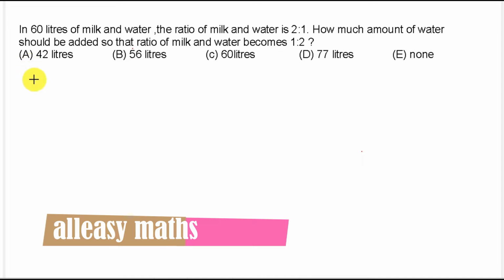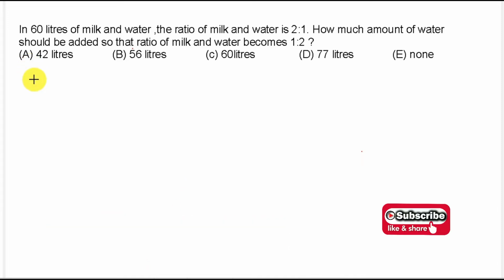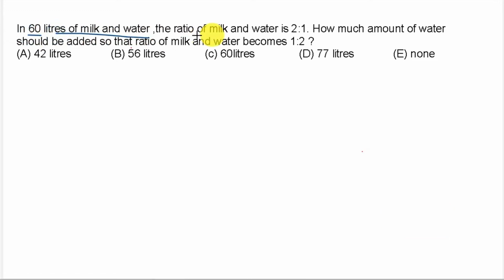So today we are going to solve some questions of ratio and proportion. First, read the question. It says in 60 liters of milk and water, the ratio of milk and water is 2:1. So here we have milk and water, the ratio is 2:1 initially. Now the question is how much water should be added so that the ratio of milk and water becomes 1:2.